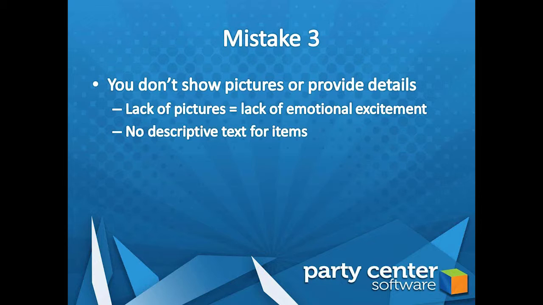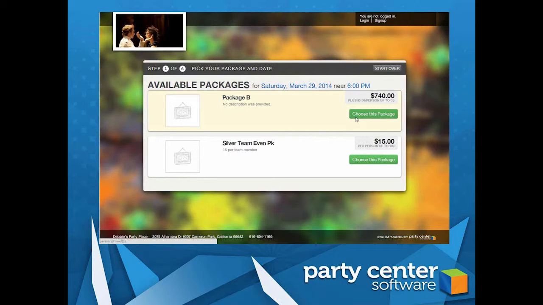And then descriptive text to kind of tie it all together. So here's some examples. There's no pictures, right? Package B, no description provided. You know, silver package, 15 team members. What does that mean? What are we doing? So you have no idea what any of those things are. Some of the other things would be to use clear images, not blurry ones.